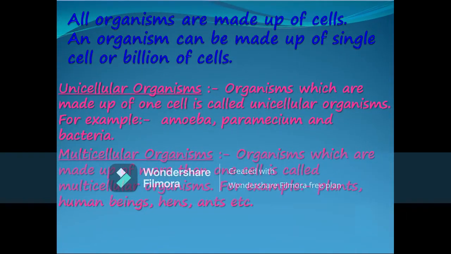We know that all organisms are made up of cells, but an organism can be made up of one cell or billions of cells. So there are unicellular and multicellular organisms. Unicellular organisms are organisms which are made up of one cell. For example, amoeba, paramecium and bacteria. Multicellular organisms are organisms which are made up of more than one cell. For example, plants, human beings, ants, etc.